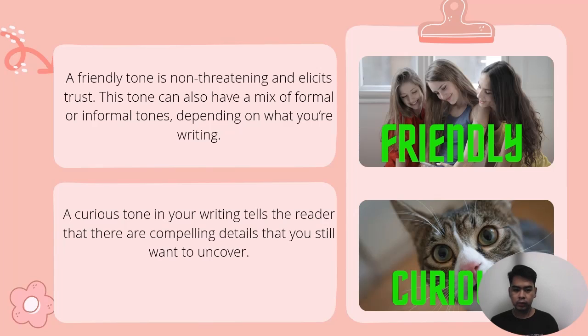Let's go to the next one, which is the curious tone. A curious tone in writing tells the reader that there are compelling details that you still want to uncover. Basically, this tone can be used creatively to keep the reader intrigued about learning more. Here are examples of a curious tone: The mystery gift didn't reveal the sender's name. And the next is, Tilly had a list of questions in her brain, hungry to uncover the truth. That is an example of the curious tone. Let us proceed to the next type of tones.